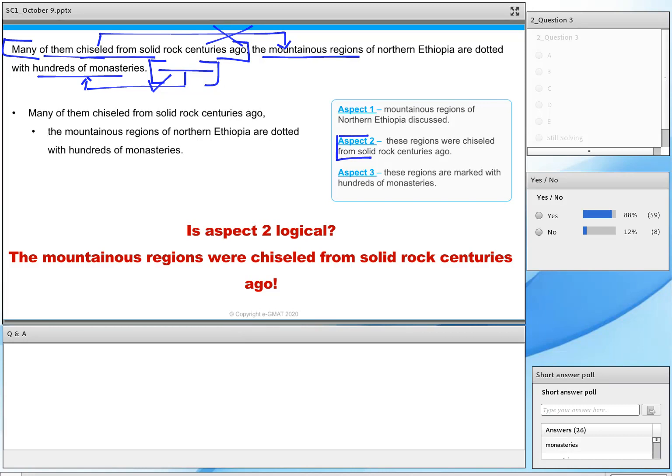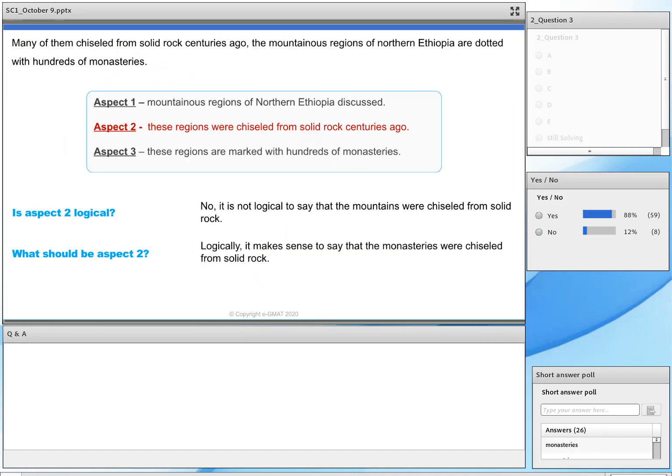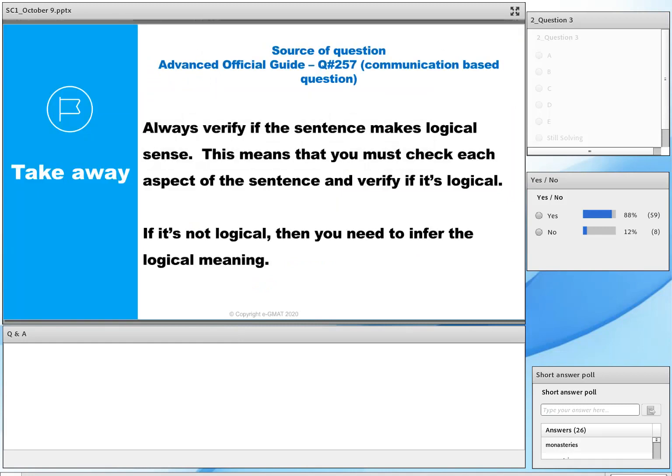I want many of them chiseled next to hundreds of monasteries. That's my point basically here. That's the structure that I want to see in the correct answer choice. And when I do that, my sentence will be correct. So before I show you the answer choices and before I show you your attempt, my takeaway remains the same. Always ask what makes sense.